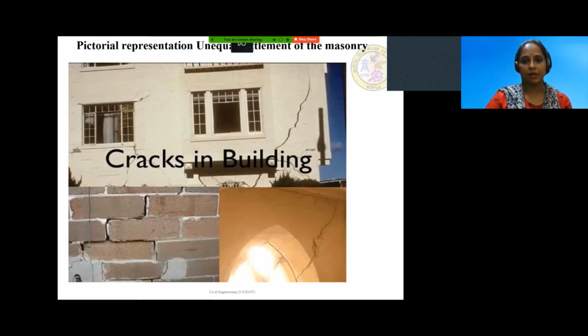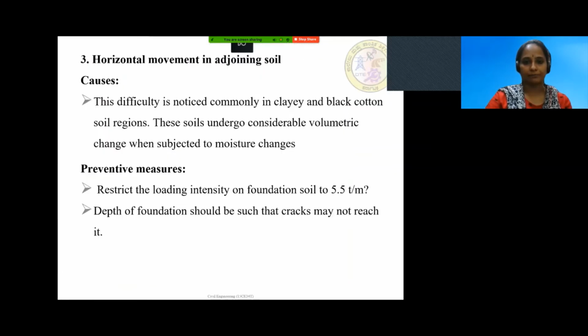See, this is the pictorial representation of an unequal settlement of a masonry. See, all these cracks have happened in the building. Third one is horizontal movement in the adjoining soil. So see, this is the issue with the soil.